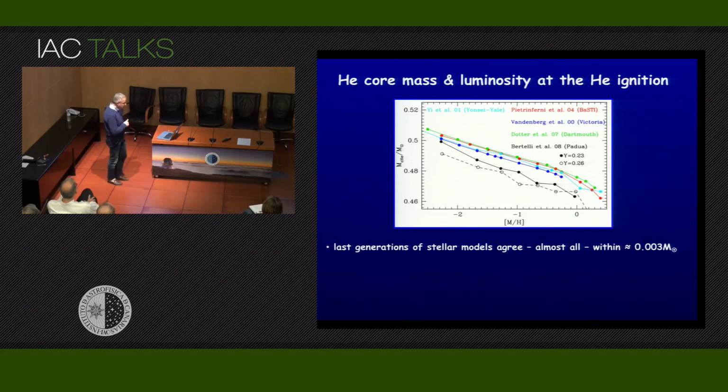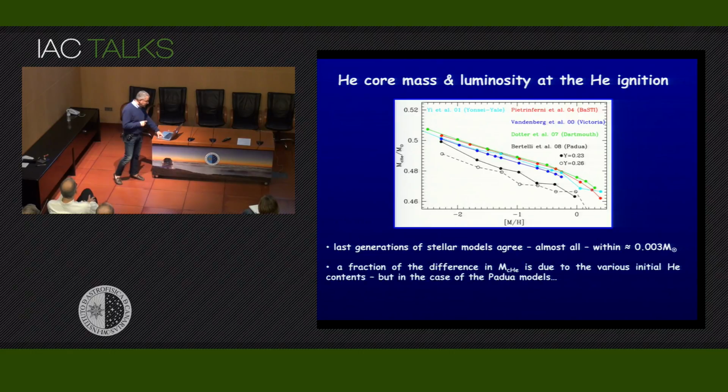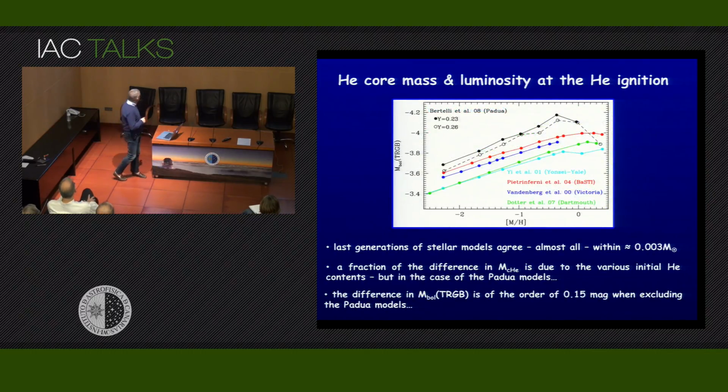It is quite small in comparison with the quantity that I provided you. And part of this difference is related to differences in the adopted helium abundance, physical inputs, and so on. So the agreement seems to be very good when excluding the Padua model. And this is the situation concerning the bolometric brightness of the tip of the giant branch from the different authors. Once again excluding the Padua model, the black lines and the solid and dashed line, you have a spread of the order of 0.15 magnitude. That is, in some sense, quite large.